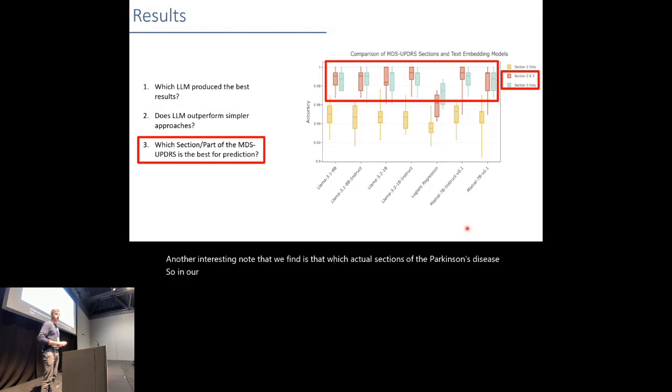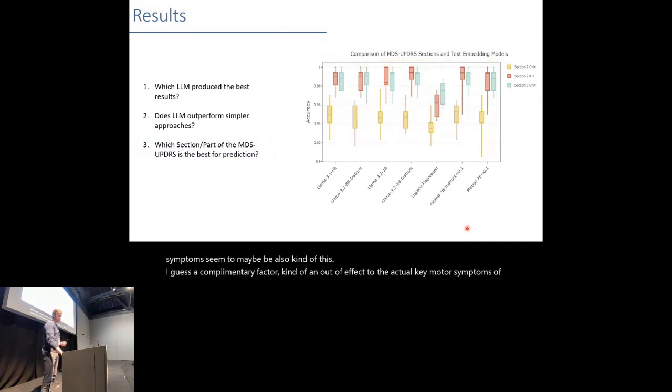Another interesting note is which sections of the clinical assessment mattered. As I mentioned earlier, it's been split into 4 parts. We looked at part 2 and part 3. Part 2 covers non-motor symptoms, part 3 covers motor symptoms. What we found was that part 3 seemed to outperform even the combination of part 2 and part 3 together. Intuitively, that says the key symptoms in Parkinson's disease are the motor symptoms, and the non-motor symptoms seem to have a complementary, added effect to the key motor symptoms of the disease.